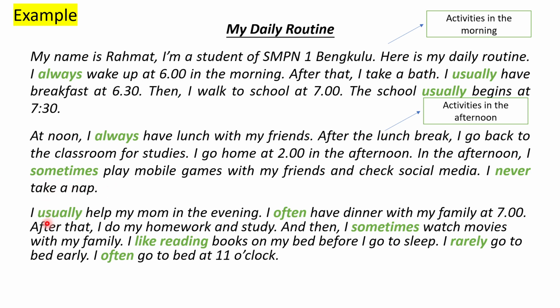In the last paragraph, you will have to describe your daily activities in the evening. So this is an example of activities in the evening. I usually help my mom in the evening. I often have dinner with my family at 7. After that, I do my homework and study. And then I sometimes watch movies with my family.